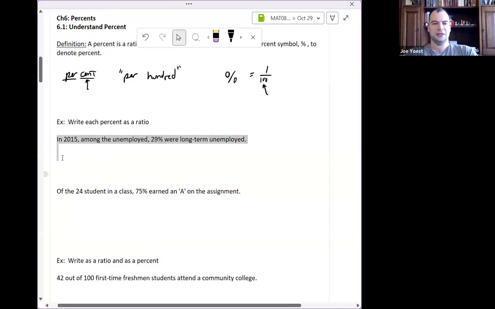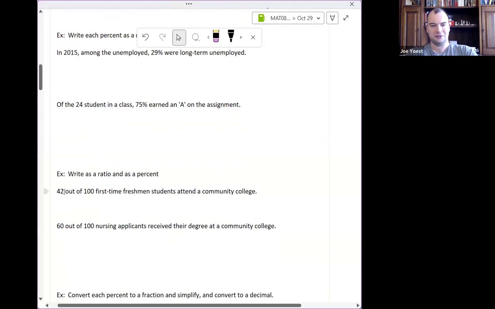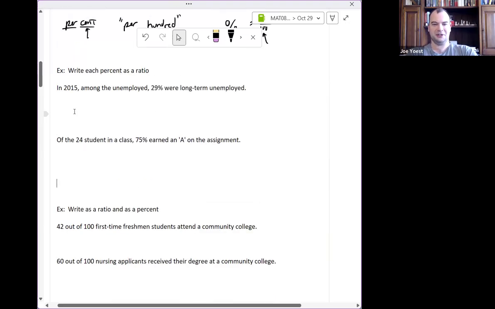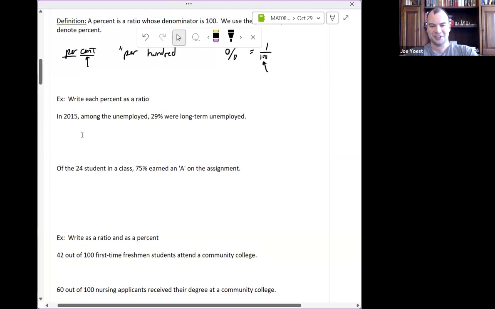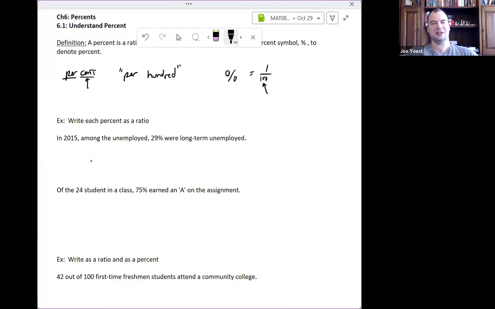Your book, the OpenStax book, has like 4 questions that are like this, and they're all about unemployed people, and they have like 4 questions that are all about community college first year freshman or something. I guess us math people are a little bit less creative than some other disciplines, but I tried to come up with some other, slightly different ones.